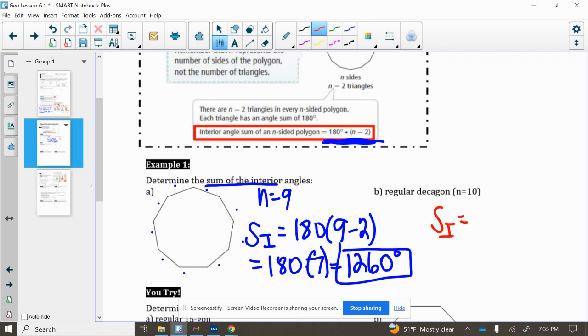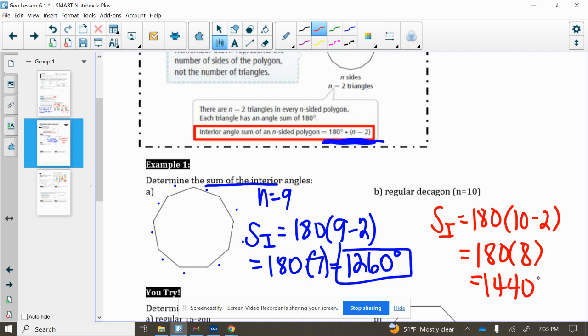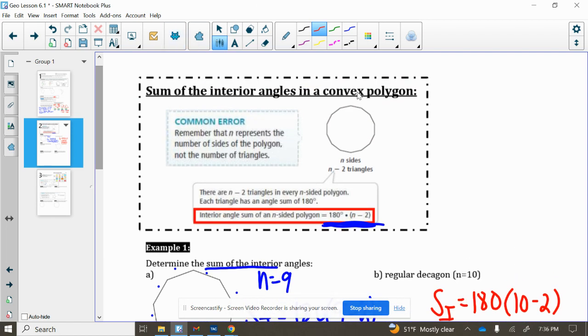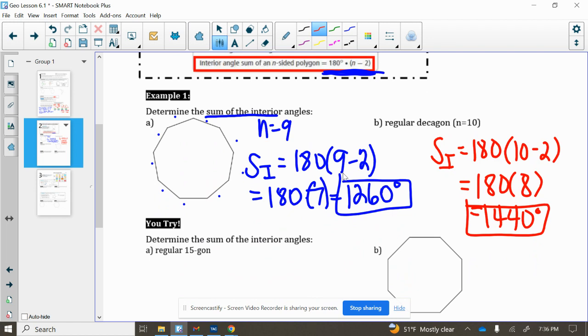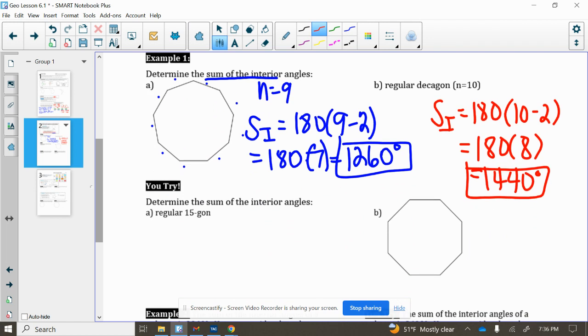We also want a decagon, so that is a 10-sided figure. So the sum of the interior angles, again, 180 times 10 minus 2. So 180 times 8 would give us a total of 1,440 degrees. So this is going to work for all of our convex polygons. And we can find that total interior angle sum for beyond just a triangle.